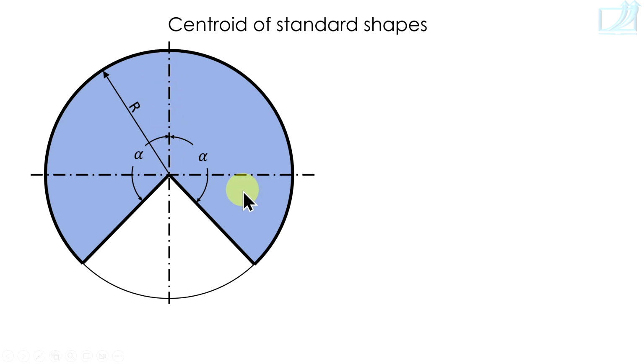Can you tell me formula for area of a sector? Alpha r squared. R is radius of the sector and alpha is semi-angle of sector. This is about area. Now where is centroid of this sector? So centroid of a sector lies on its axis of symmetry at a distance 2r sine alpha by 3 alpha. What is r? A radius of the sector. And alpha is semi-angle of sector.